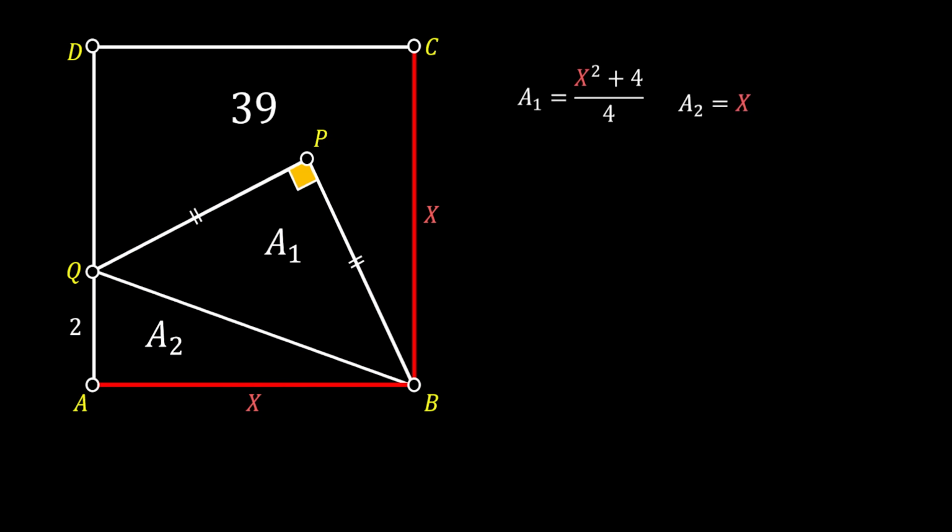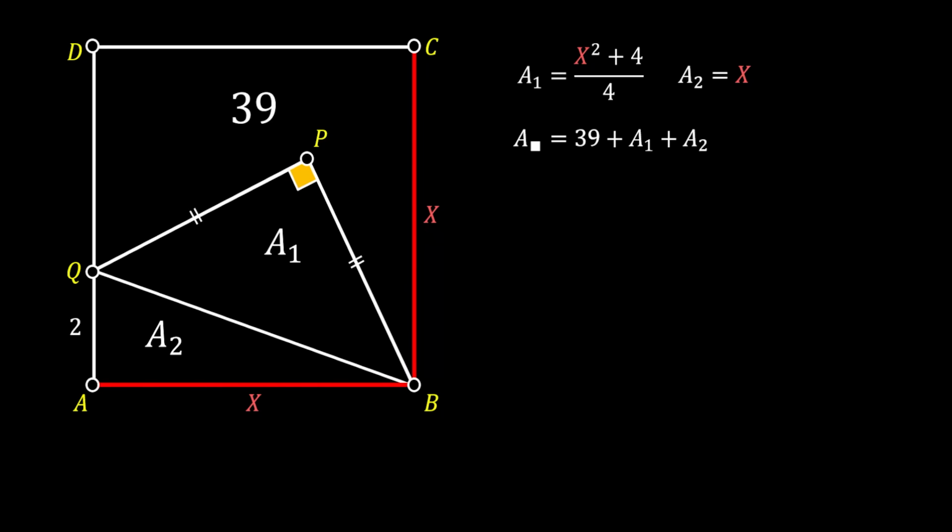Alright, so now we can write down the equation for the area of our square, and we can say that the area of the square equals the sum of all individual areas inside it, the area with the value of 39, A1, and A2. Of course, we will substitute our values, and we will substitute the value of the area of our square as x squared.